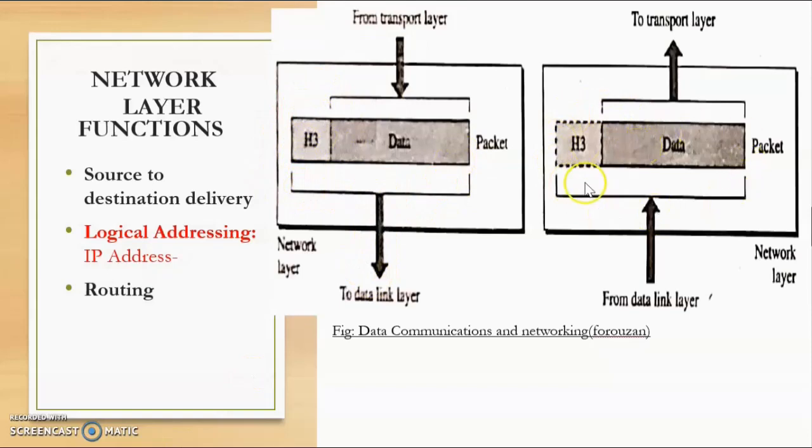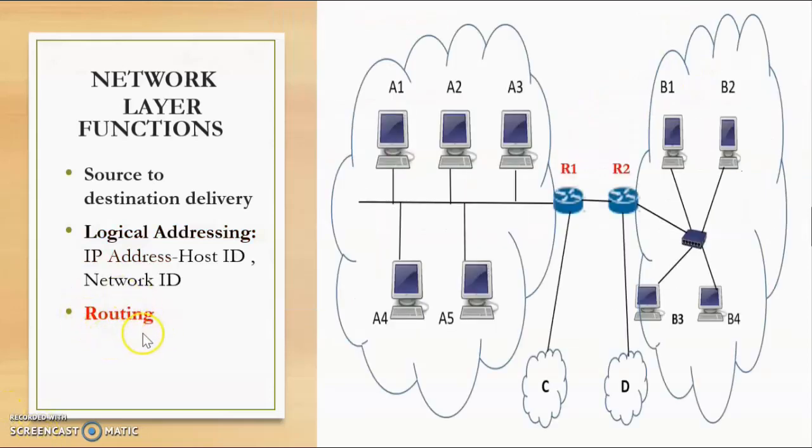And at the receiver side, if the destination IP address matches that of the receiver's IP address, then the headers will be removed and the data will be passed to the transport layer. Next functionality is routing. Routing means the route has to be decided. In simple words, we can say that the path will be decided.